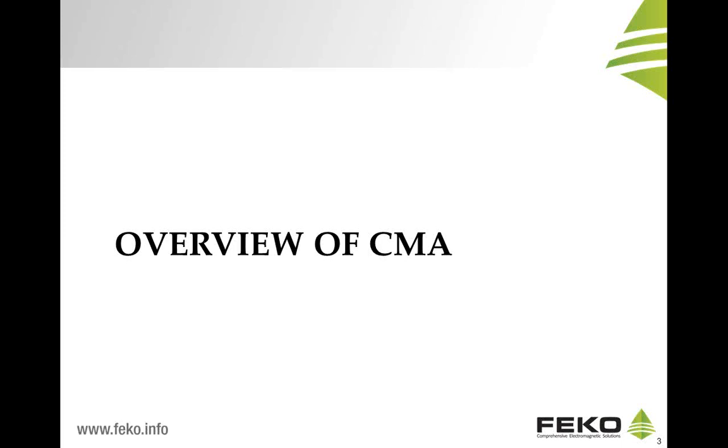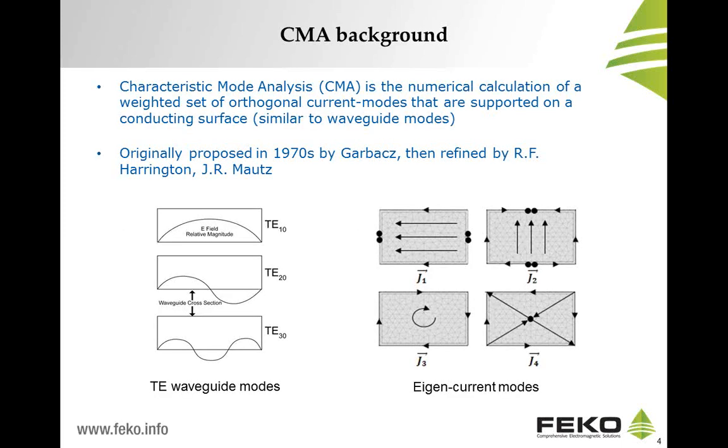Now, firstly, what is characteristic mode analysis? I will refer to characteristic mode analysis hereafter in the rest of the talk as CMA. Basically, CMA is the numerical calculation of a weighted set of orthogonal current modes that are supported on a conducting surface. This is very similar to waveguide modes, illustrated at the bottom left-hand side of this slide, in that they are essentially the building blocks of a certain solution. With waveguide modes, we decompose the field, but with characteristic mode analysis, CMA, we decompose the full wave current into individual current modes.